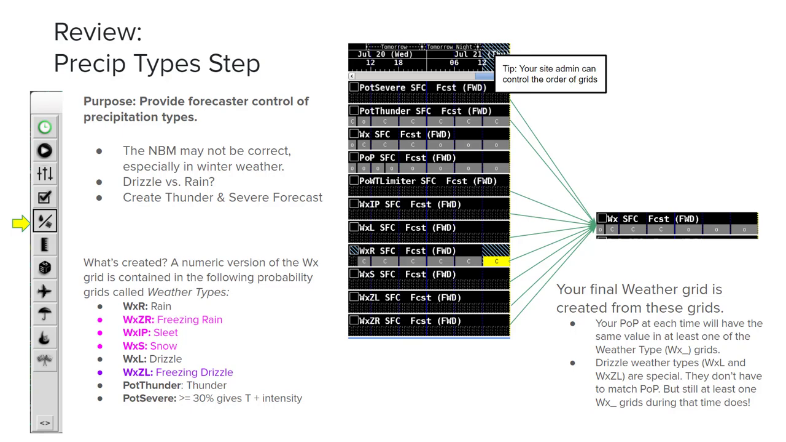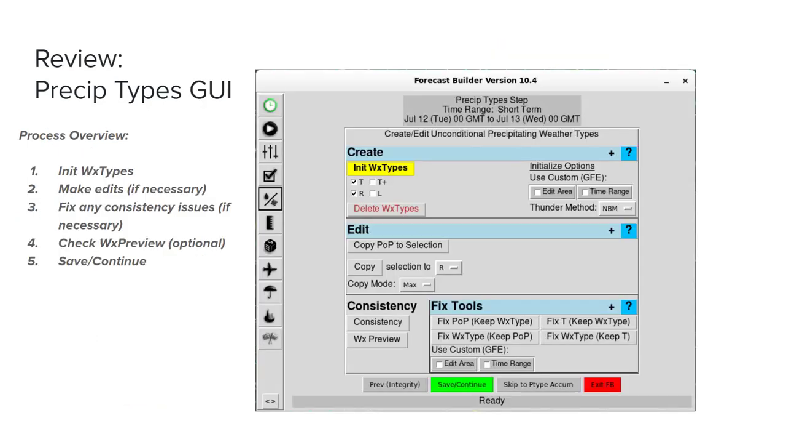Remember, since your final weather grid is created from all of these grids, your PoP at each time will have to have the same value in at least one of the corresponding weather type grids. Here's a review of what the GUI looks like in the warm season. The steps in the winter months are still the same.